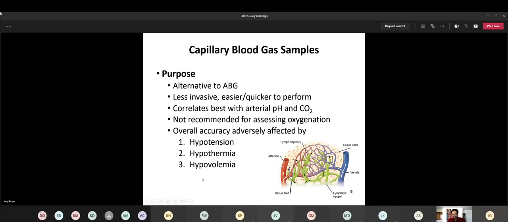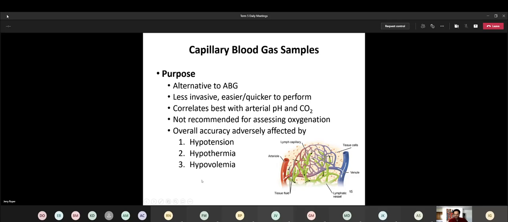And if you do a capillary blood sample, you just go into it knowing that the pH and the CO2 are going to be close to what they would have been in the arterial sample, but the PO2 is going to be worthless. I mean, it's not going to tell you anything about oxygenation. So that's why it says here that if you are concerned about oxygenation, a CBG is not going to help you assess what's going on.